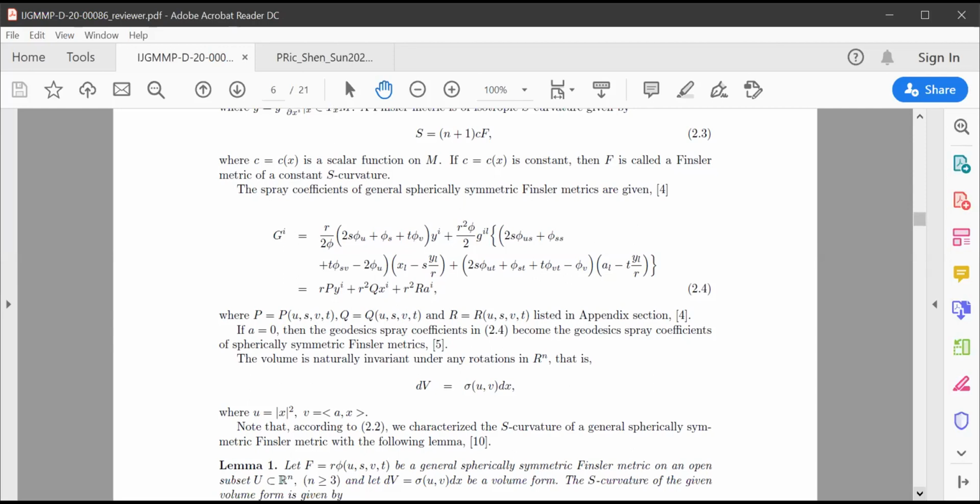They're assuming the volume form is naturally invariant under any rotation. So they're considering a special volume form, not an arbitrary volume form. Okay, the special volume form in that particular form.